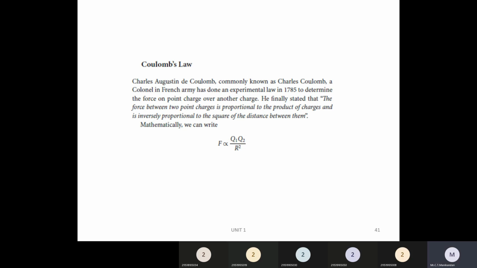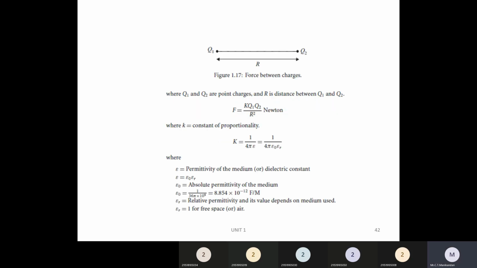So now we can represent them in the vector form. This is the basic form you will be having. The proportionality symbol we can replace with the constant of proportionality K, which is equal to 1 by 4 pi epsilon, where epsilon is called the permittivity of the medium.